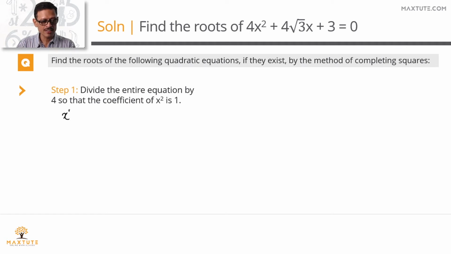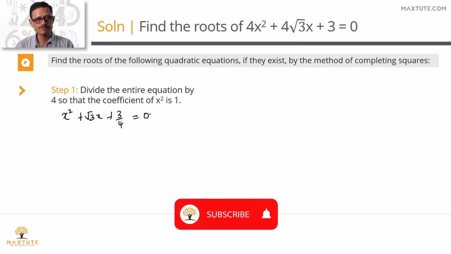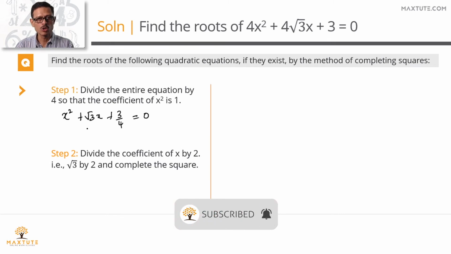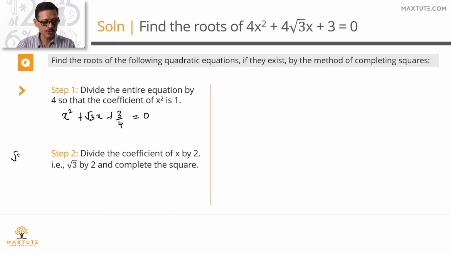So what it will result in is an x square. 4 root 3x by 4 will leave us with just a plain root 3x. 3 divided by 4 is going to leave us with a 3 by 4. This equals 0. Step 2, we're going to take the coefficient of x and divide it by 2. Coefficient of x is root 3. Divided by 2, you're going to get root 3 by 2. Keep this number by the side.